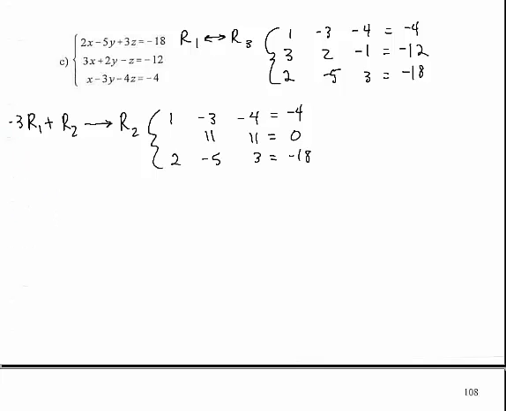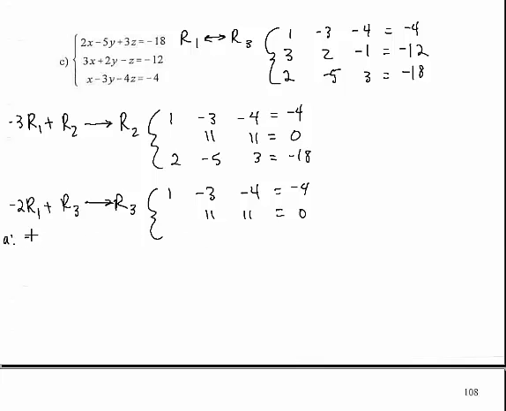Next, I'm going to eliminate the x from the third equation. So I need a negative 2 times r1 plus r3. The first and second stay the same. I replace the third, so I need to do the calculations.